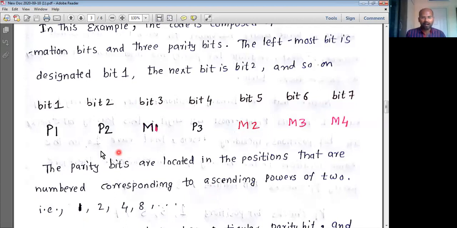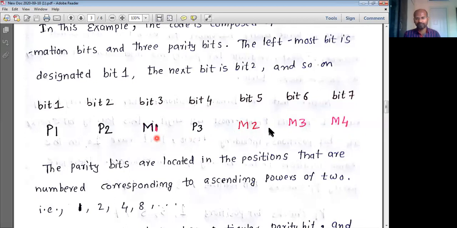Now first of all, fill up the parity bits. P1 comes in the bit 1 place. P2 will come in the bit 2 place. P3 will be in the bit 4 place, then 8, and so on. What are the remaining places? Bit 3 is empty, so place the first message bit M1 there. Then place M2, the next message bit, and the next ones. Notice that M1 is the MSB and M4 is the LSB.